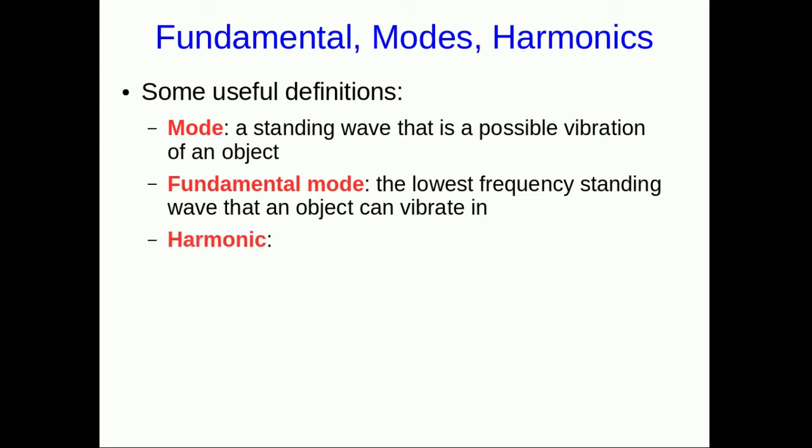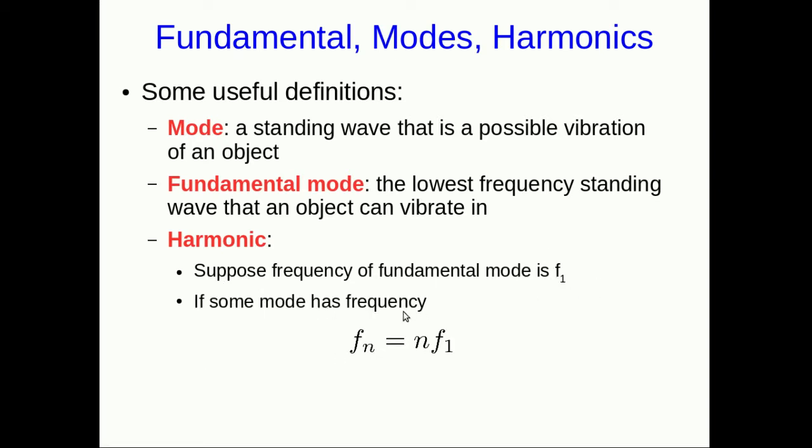That's the one we'll call the fundamental mode. The final definition is harder. Harmonic. Let's suppose we've found the fundamental mode, and let's suppose its frequency is something, F1, say. And some other mode that we've found has a frequency that happens to be n times the fundamental mode frequency. Then we call that mode the nth harmonic.